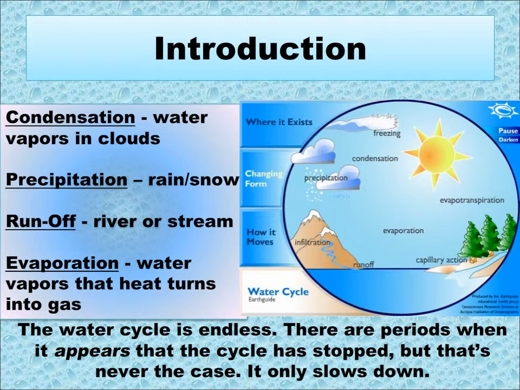The water cycle consists of condensation, precipitation, and evaporation. There is also one other part called runoff. The water cycle is endless. There are periods when it appears that the cycle has stopped, but that's never the case. It only slows down.